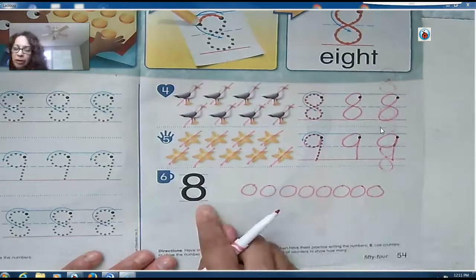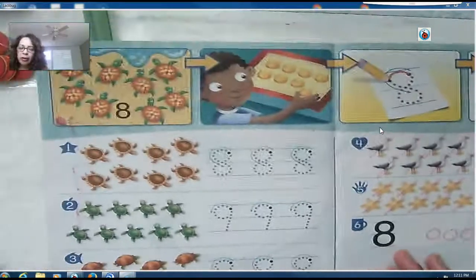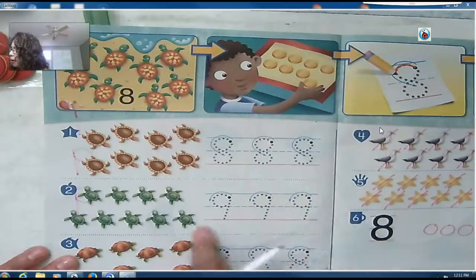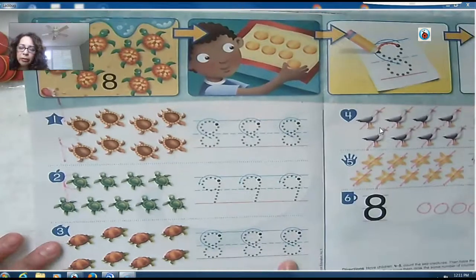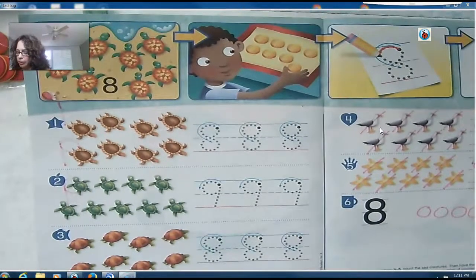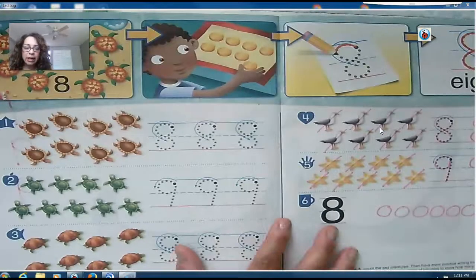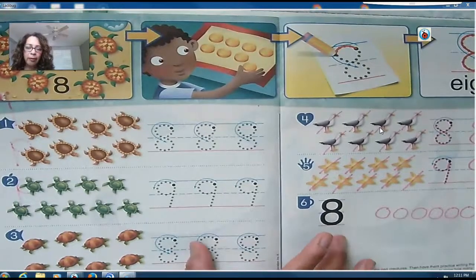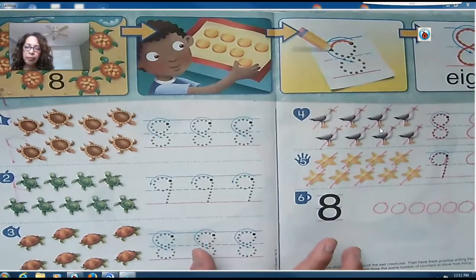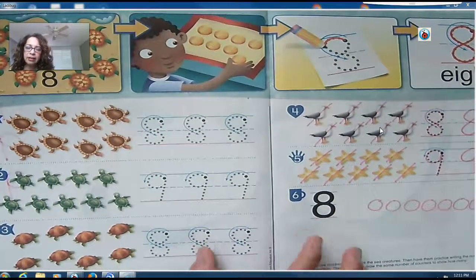And if you're not sure how many you have, you can always go back and count them to make sure you have 8. Alright, last thing, you're going to go here, and you're going to trace all of these with your pencil, and then I want you to take a picture of yourself with your page. I want to see this side of your page on Seesaw. Alright, you have to do that in order for me to count it as a done assignment.